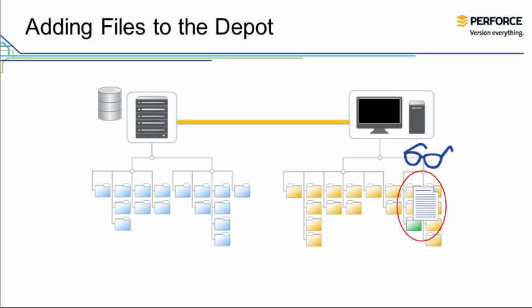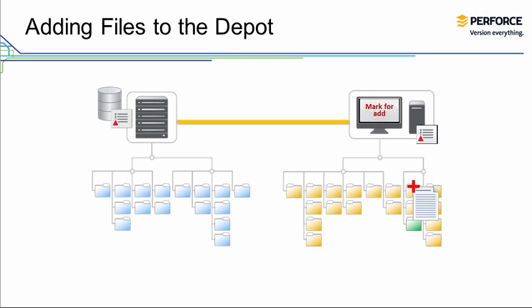Once the new artifacts exist in the local workspace, you mark the artifacts for Add, which adds the files and folders to a pending change list, either the default change list or a numbered change list specified by the user.